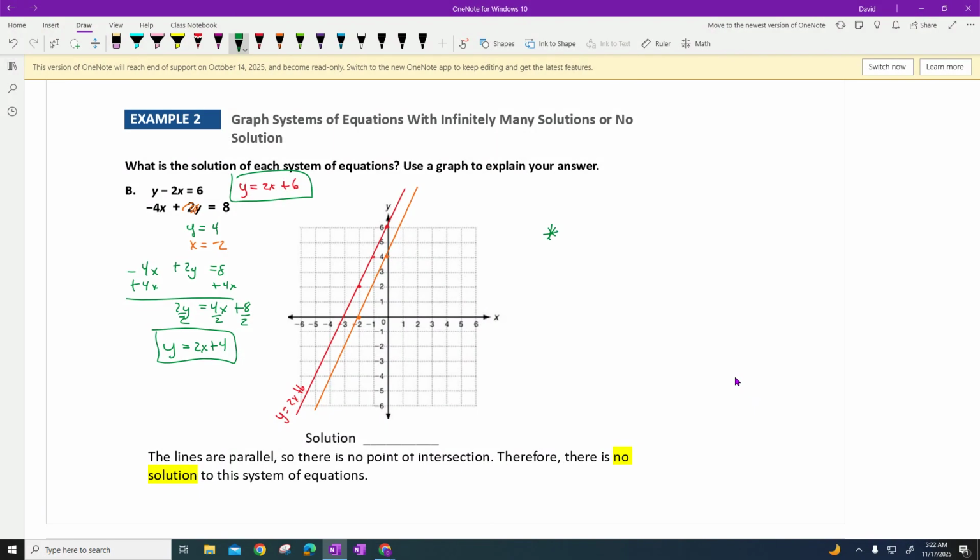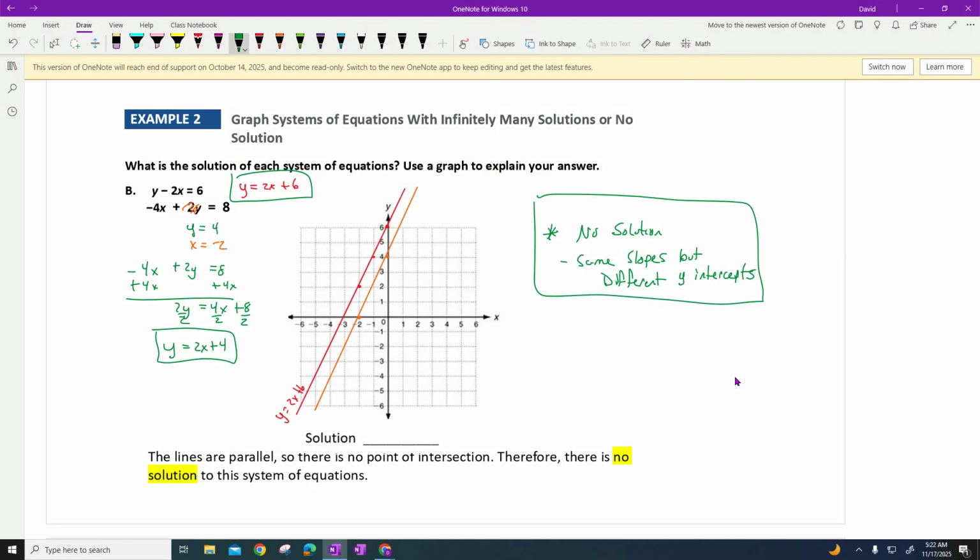So I'm going to put a note over here. No solution is if I have same slopes, but different y-intercepts. Okay, so that's kind of the rule there.